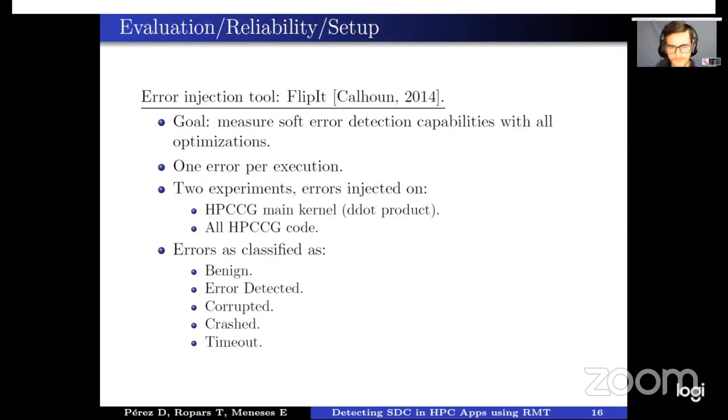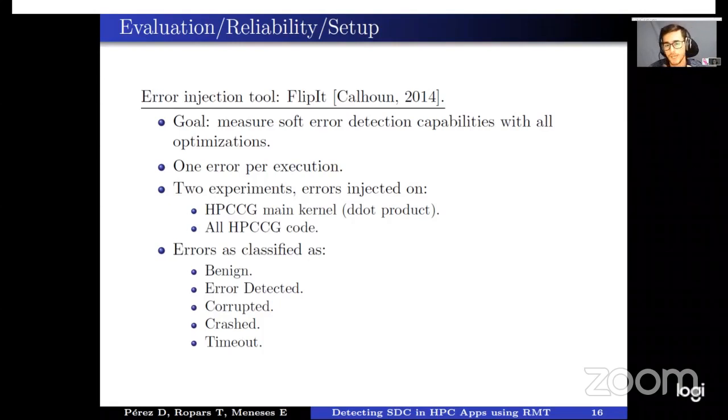An error can be classified into 1 out of 5 states. If the application finishes with the expected result, we classify that error as benign. We know that it's injected, but if we take a look at the final result and it's the same as the expected one, we will consider that error to be benign.